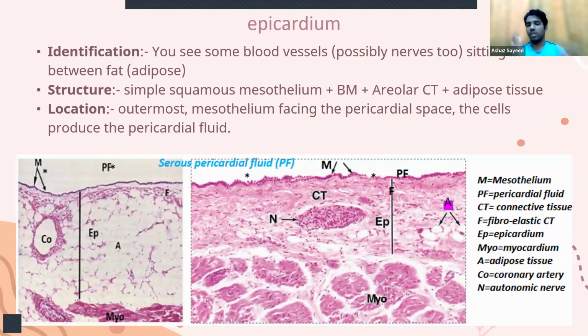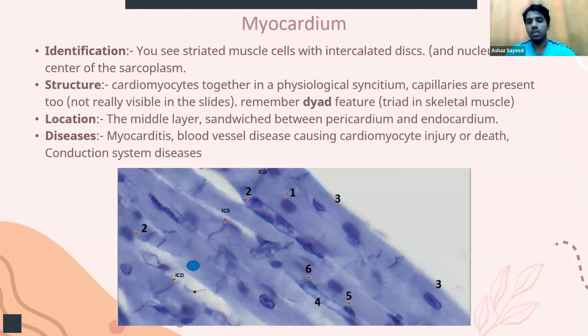We are done with the pericardium. We are done with the epicardium. Let's move into myocardium. Myocardium lies under the epicardium, and we are getting closer to the lumen. So how to identify it? You can see striated muscle cells arranged in parallel. You can see the image. The cells themselves are striated, which means they have dark and pale alternations on them, and they have something called intercalated discs.